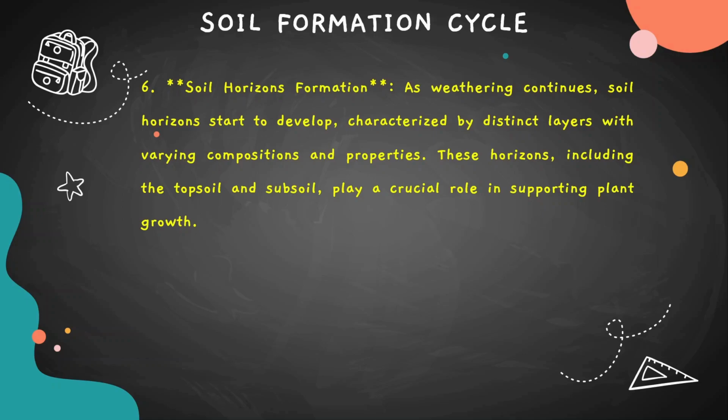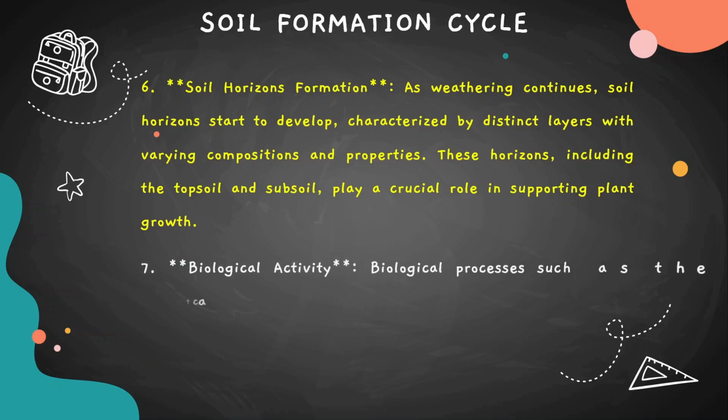These horizons, including the topsoil and subsoil, play a crucial role in supporting plant growth. So for this growth of the plant, the topsoil and the subsoil play a crucial role, and finally the soil layers are formed, and finally the infertility or the fertility or the type of soil is defined in this step.